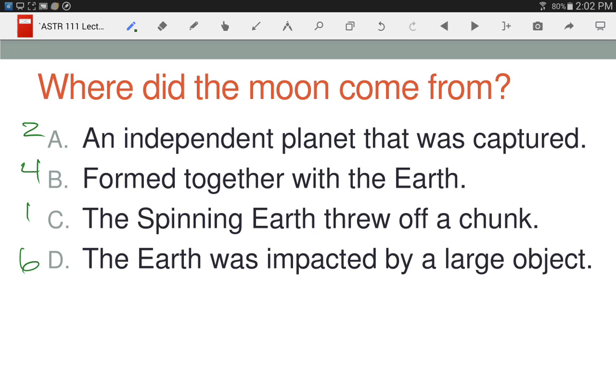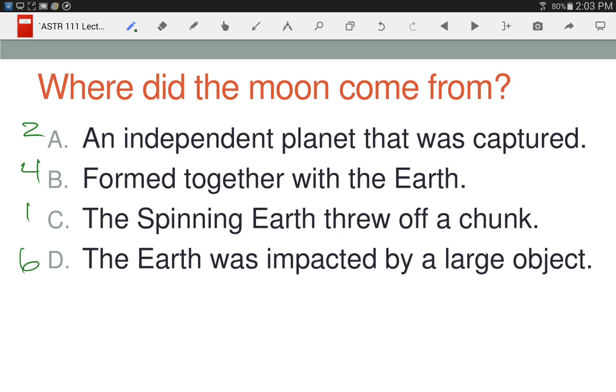But examination of the moon suggests that doesn't really make sense. The moon is too much like the Earth to have been formed somewhere else. So then we have the second one, formed together with the Earth. Formed together with the Earth makes good sense. After all, we believe the whole solar system was formed at the same time. But if you examine the elements, there's enough difference that they say that one doesn't work either. So the elements are too different to have been captured, but too similar to have been formed together.